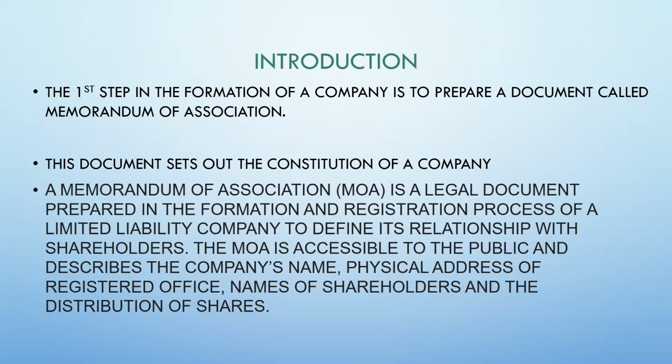The very first step in the formation of a company is to prepare a document called Memorandum of Association. This document serves as the constitution of a company. It is a legal document prepared in the formation and registration process of a company which is limited by liability to define its relationship with its shareholders. The Memorandum of Association is accessible to the public and it describes the company's name, address of their registered office, names of shareholders, and the format or the process of distribution of shares.